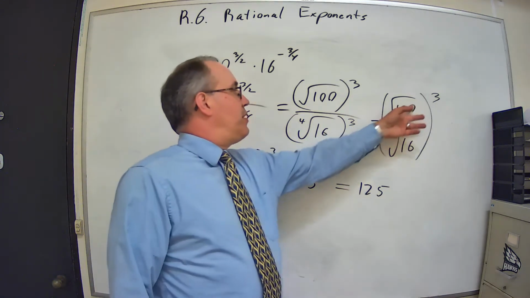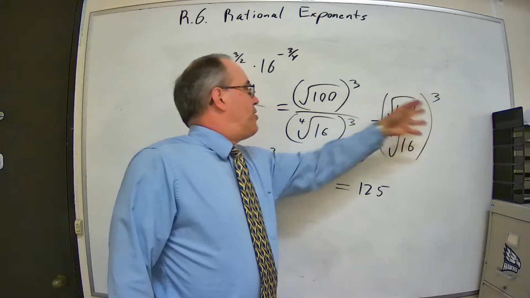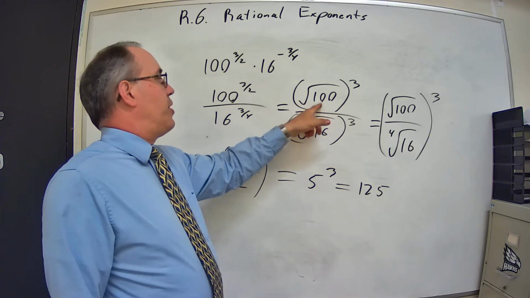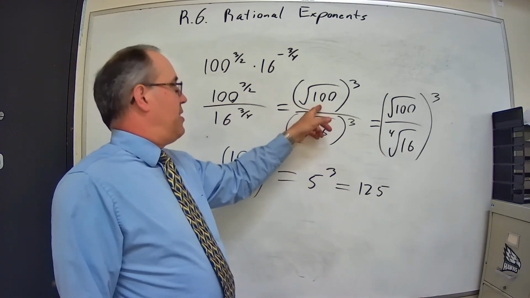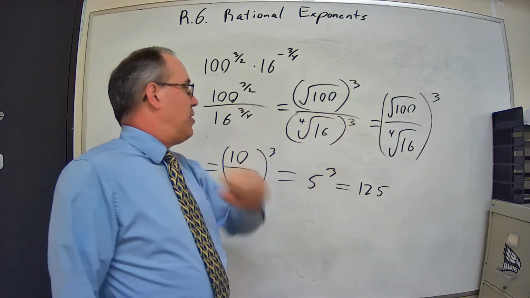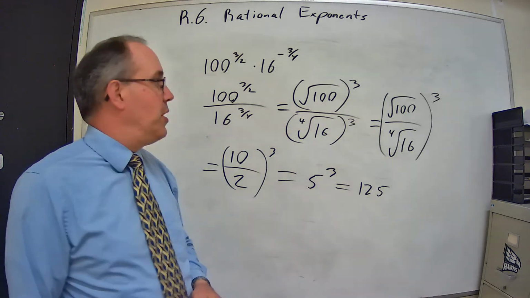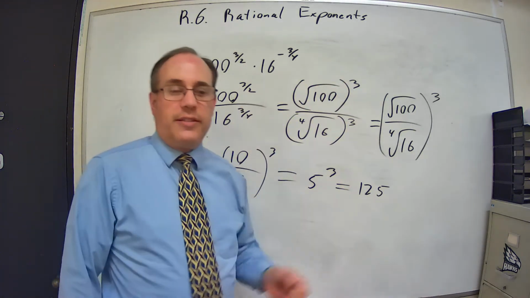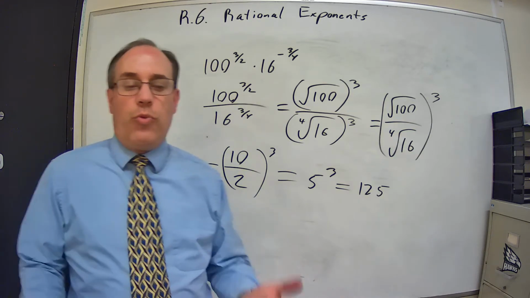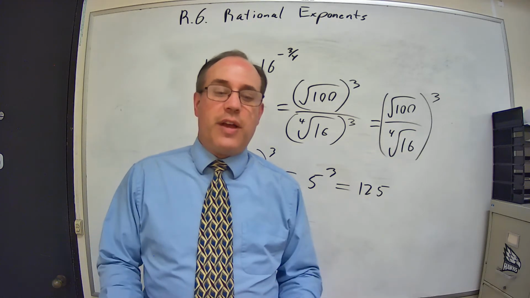I could have not done this right here and taken the square root of 100 and got 10 and got 2 and then had 10 cubed over 2 cubed. So any number of ways to get there, and they all work. So you don't have to stress too much about it.